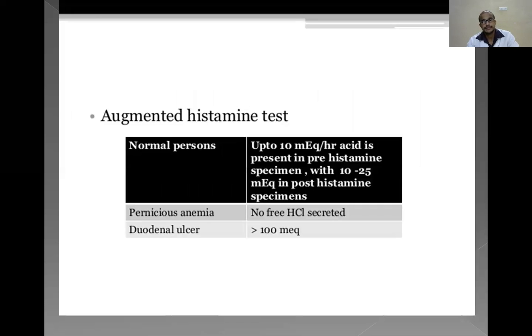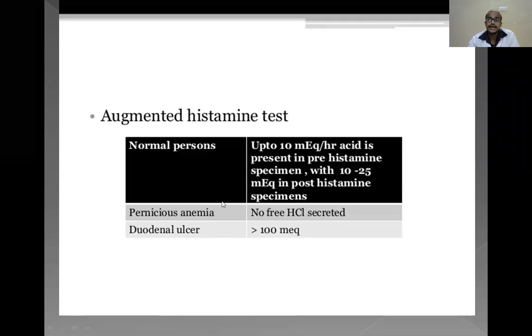And augmented histamine test. Generally 10 milliequivalents per hour of acid is present in the pre-histamine specimen, and 10 to 25 milliequivalents in the post-histamine specimen in a normal patient. In an abnormal patient, sometimes there will be absence of HCl and sometimes greater than 100 milliequivalents in some conditions.